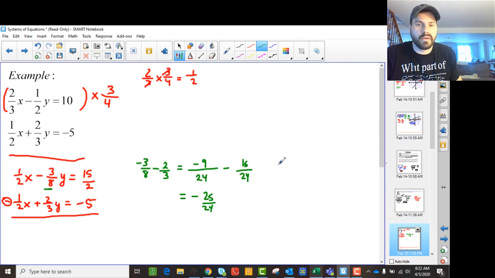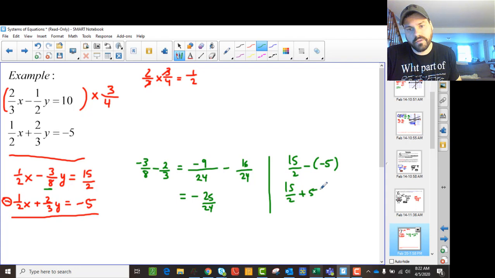Okay? And then I have to also do a second calculation of 15 over 2 minus minus 5. So that gives me 15 over 2 plus 5. And 5 is 10 over 2. So that's going to give me 25 over 2. Okay, so I'm going to write that in there. I'm going to have minus 25 over 24 y is equal to 25 over 2.